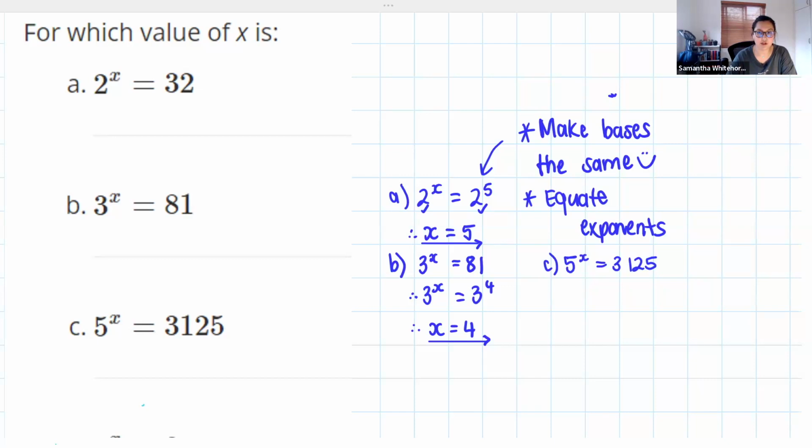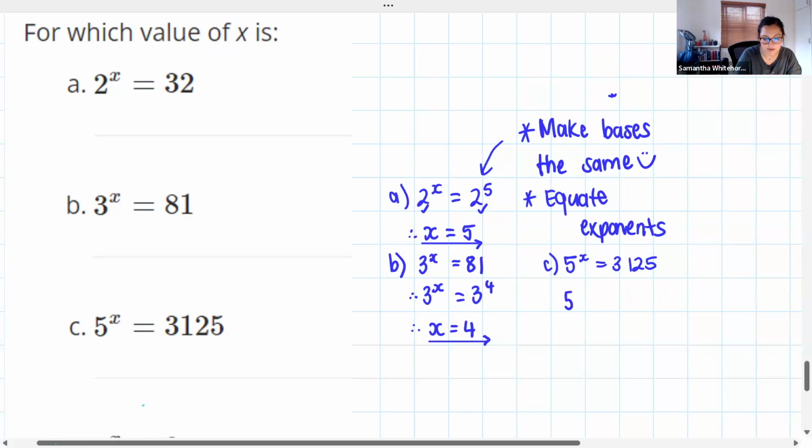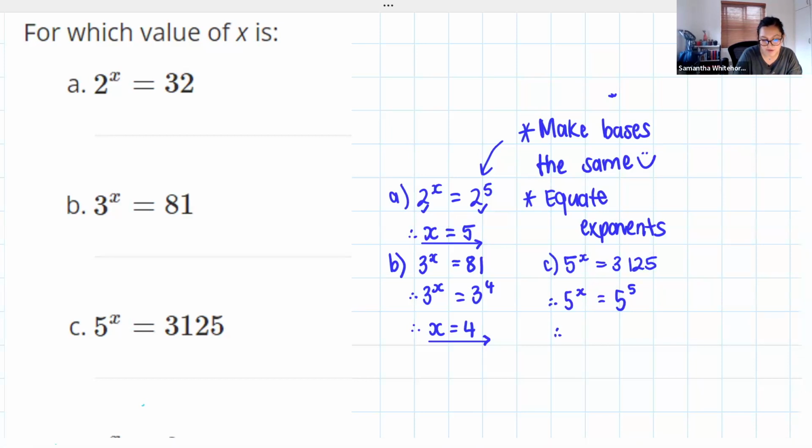Right, so if you use that shift factor on your calculator, you get that 3,125 can be written as 5 to the power of 5. My bases are the same, so now I make my exponents equal to each other. x is equal to 5.